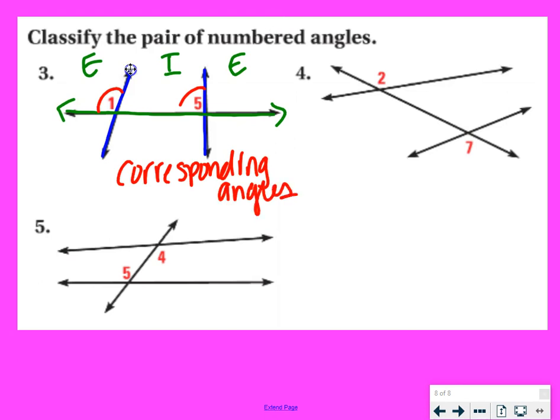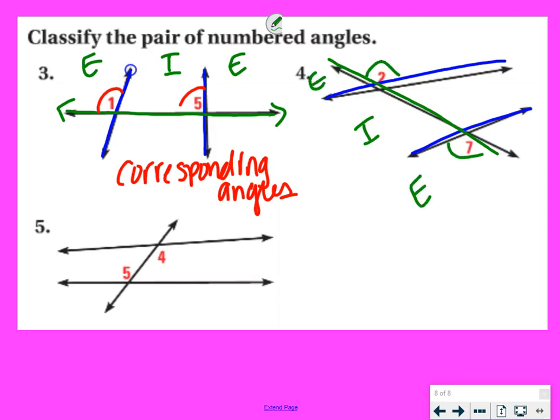Example number 4. Again, identify those two lines. Identify your transversal. Label your interior and your exterior. Both the angles are in the exterior. We have top right, bottom left. So we would say they are alternate exterior angles.